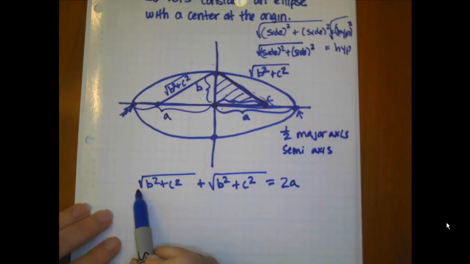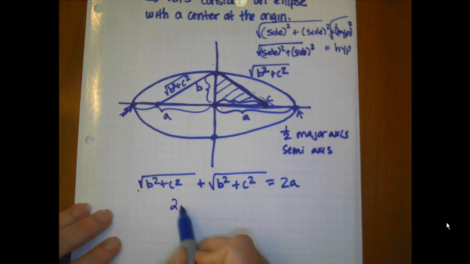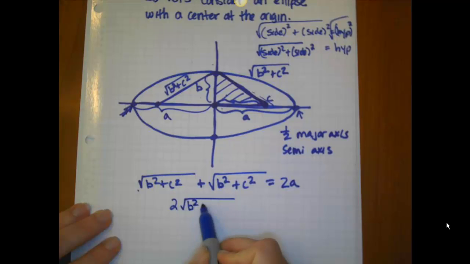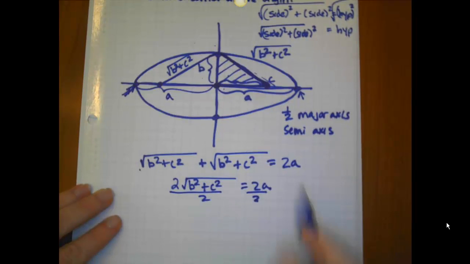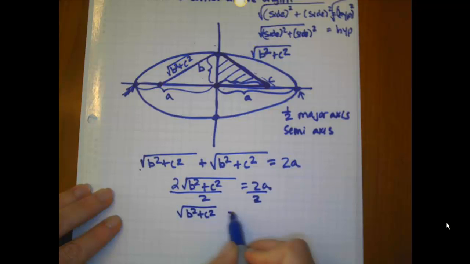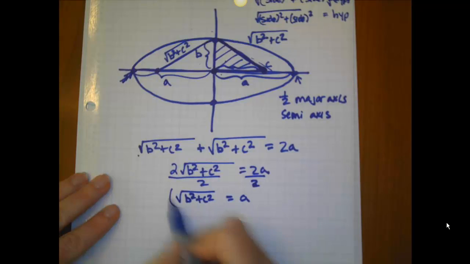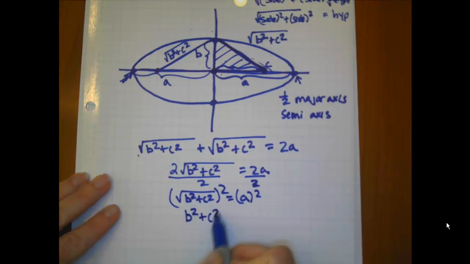Well, these are like radicals, so I have two of them. I have two square roots of b squared plus c squared. If I divide both sides by 2, I'm left with the square root of b squared plus c squared is equal to A. And if I want to get the square root out of there, I can square both sides, and so b squared plus c squared is equal to a squared.